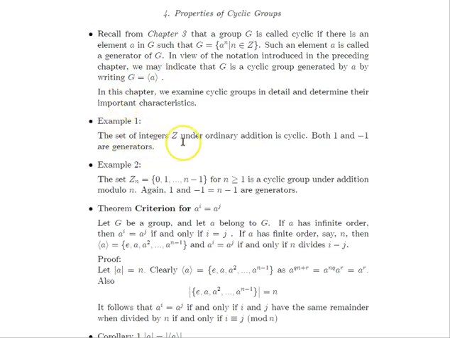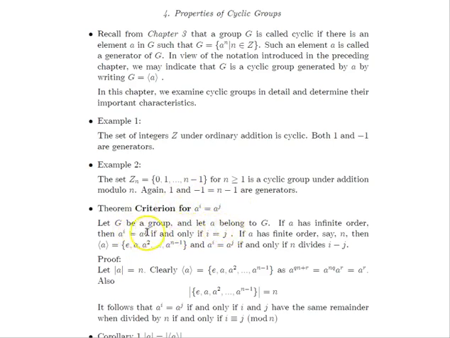Example 1. The set of integers Z under ordinary addition is a cyclic group. It has only two generators, 1 and -1. Example 2. The set Zn is the set of numbers from 0 to n-1, all these integers. Here n is greater than or equal to 1, a positive integer, and the operation in this group is addition mod n. Here again 1 and -1 are generators, but this group may have more generators depending on the particular value of n, as we'll see later.